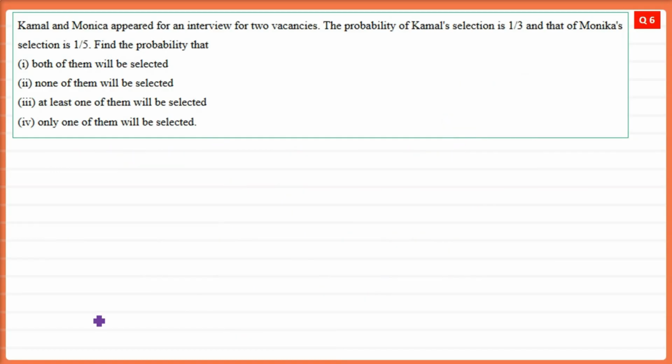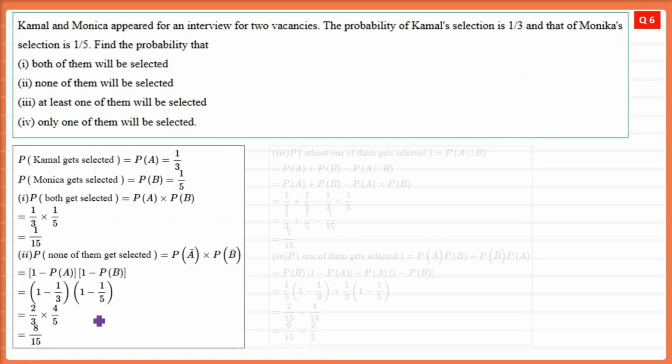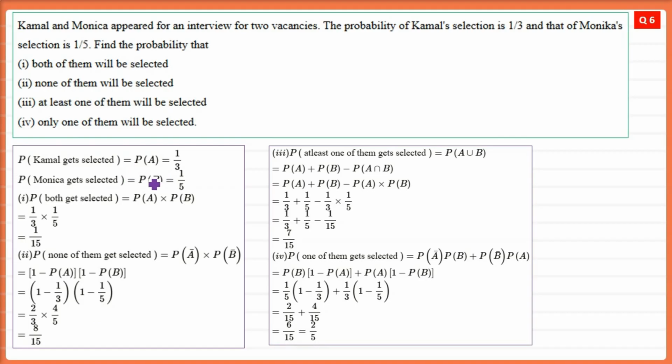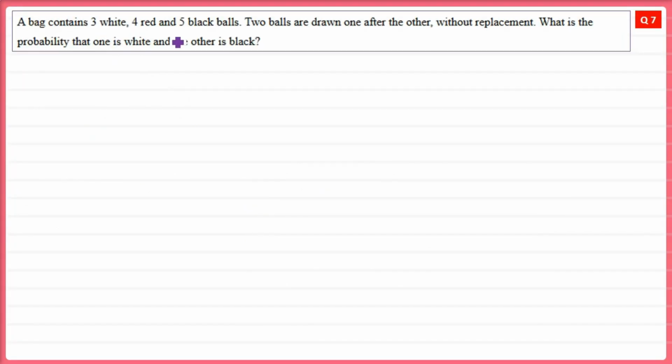Now how are we going to write this question in a formal way? So this is how you are going to write it. And I hope you understood the question and the solution that I have suggested. A bag contains 3 white, 4 red and 5 black balls. 2 balls are drawn one after the other without replacement. What is the probability that one is white and the other is black?